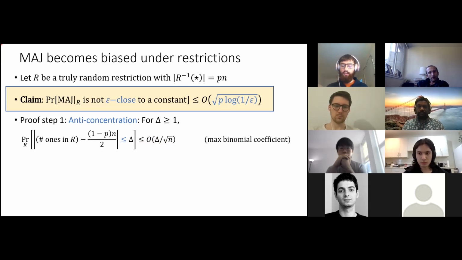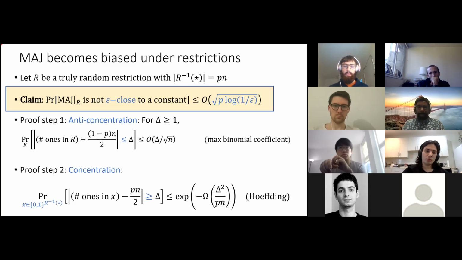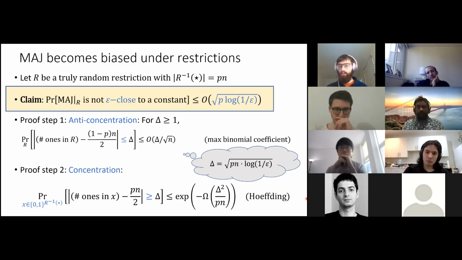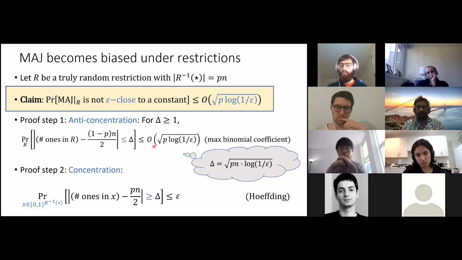Then, assuming we've established that delta size gap between the number of zeros and ones, when we pick a random input to the restricted function, it would be surprising if that input managed to overcome that gap, if the difference between the number of zeros and ones in that input were at least delta. This is just a standard concentration bound, like Chernoff bound or Hoeffding's inequality. If you pick the right value of delta, there's a little bit of calculation to do here, but then these two failure probabilities come out to square root of p log 1 over epsilon and epsilon, just as I claimed. So that's the analysis of the simple unweighted majority function.